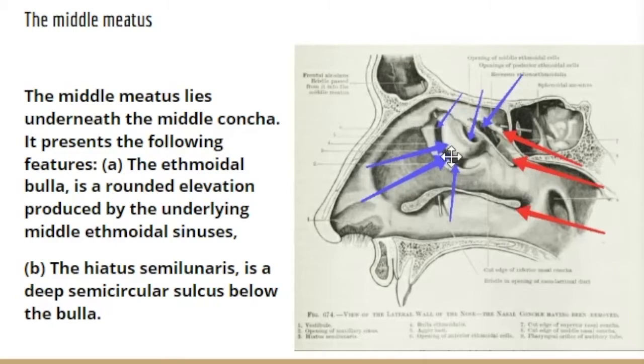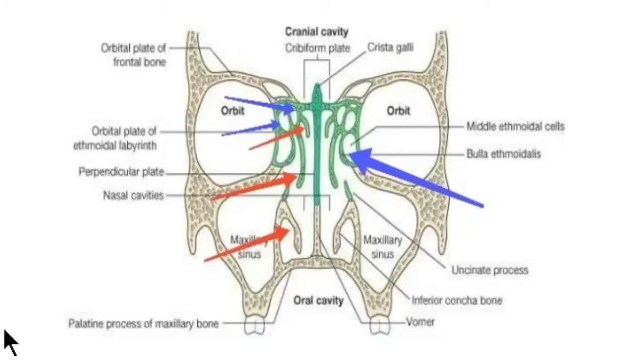Now this ethmoidal bulla is formed by the underlying middle ethmoidal cells, which bulge into the medial wall of the ethmoidal labyrinth. So let's see it in this diagram. These are the middle ethmoidal cells. They bulge into the nasal cavity and form the bulla ethmoidalis or the ethmoidal bulla. This is the middle concha, this is the middle ethmoidal cell, and here we have the dome-shaped elevation, which is the ethmoidal bulla.